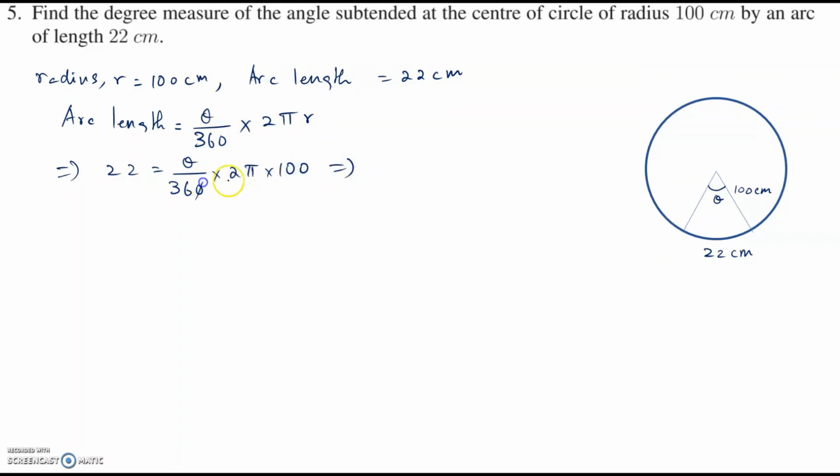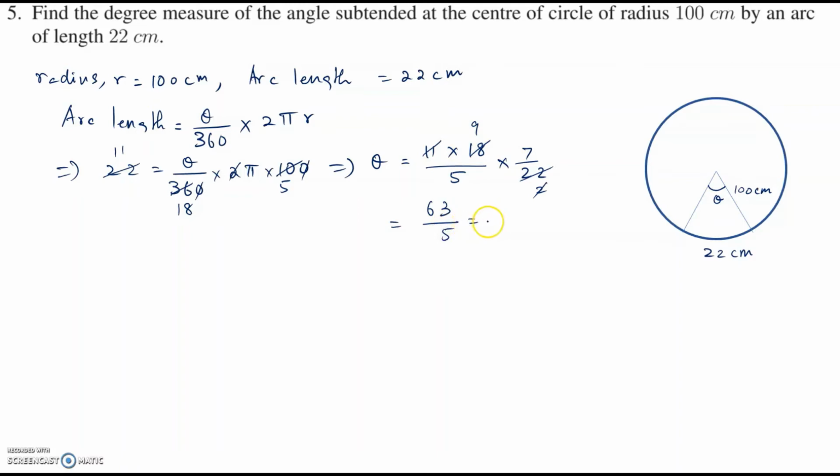So if we are going to rearrange this, we can actually cancel these two zeros and this will become 18 here, and further you can cancel this as 11 and a 5. So you'll be left with theta is equal to 11 into 18 divided by 5 into 7 by 22, which is the value of pi reciprocal. So further simplifying this will be 2 and this will be 9. So you're left with 63 divided by 5.